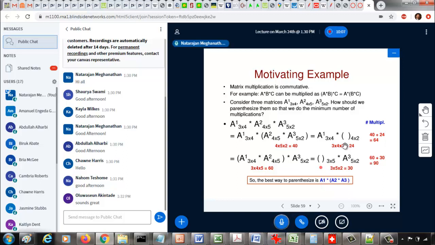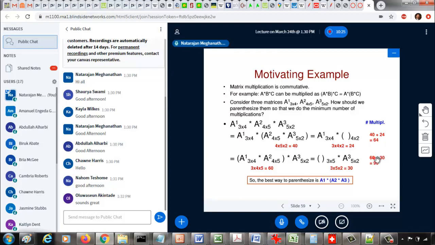And as I said before, the final result of the matrix is going to be the same. It's going to be what? A 3 by 2 matrix. This is also going to be a 3 by 2 matrix with all the entries. Everything is going to be the same. So we are not focusing on that in this problem. We are focusing on minimizing the total number of multiplications.